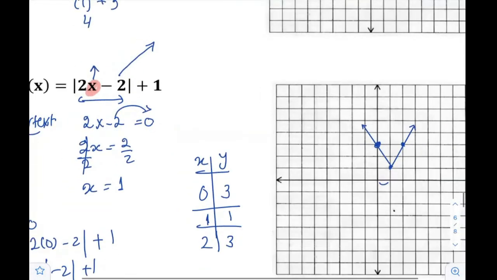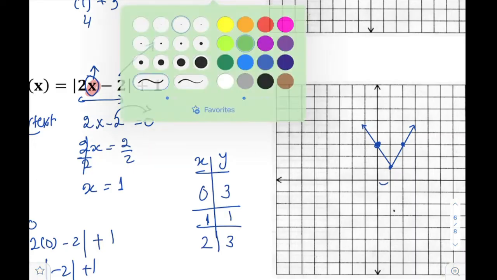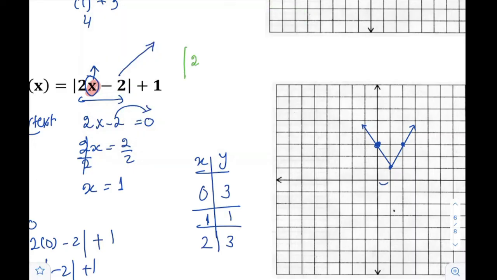When we explained that translation, we were explaining it when x was alone, not multiplied by anything. So I will take the 2 out as a common factor and divide each term by this 2. When you divide the 2x by 2, it will be x. When you divide the 2 by 2, it will be 1. That means it's the same function here, but written in a factored form inside, a slightly different way of writing it.